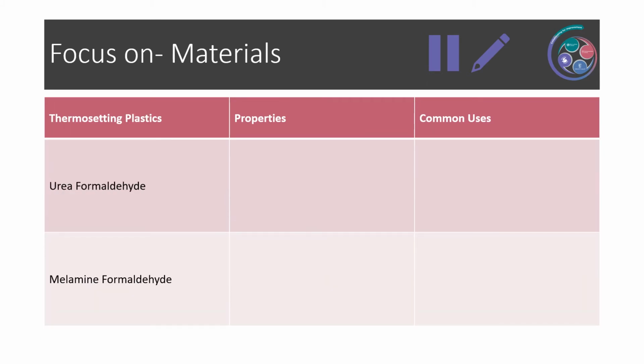The thermosetting plastics that you need to know at higher level are urea formaldehyde and melamine formaldehyde. I suggest that you pause the video now, copy the table, and complete the properties and common uses of each of those materials.